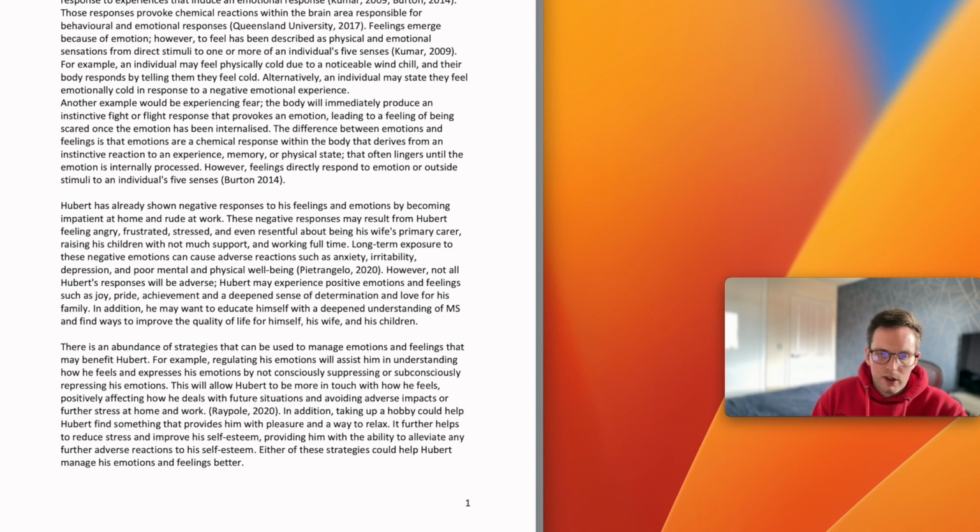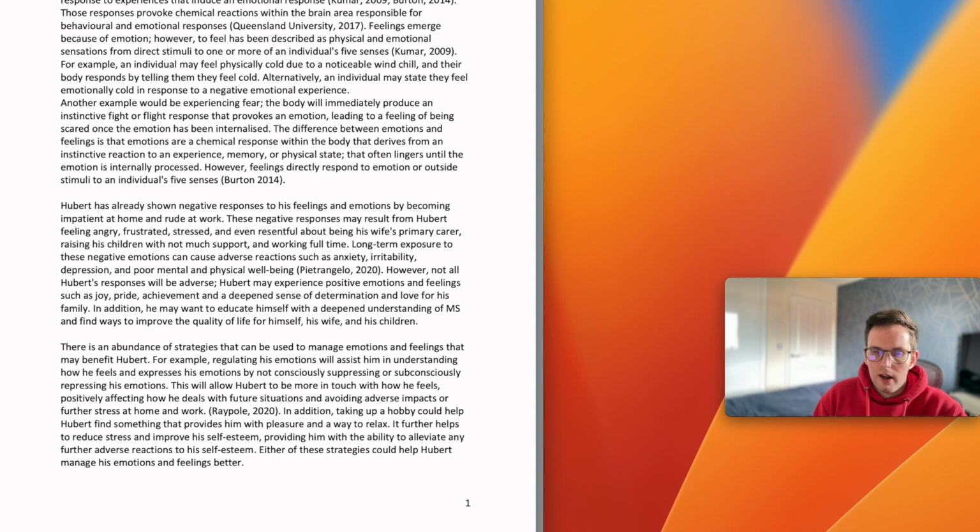There is an abundance of strategies that can be used to manage emotions and feelings that may benefit Hubert. For example, regulating his emotions will assist him in understanding how he feels and expresses his emotions by not consciously suppressing or subconsciously repressing them. This will allow Hubert to be more in touch with how he feels, positively affecting how he deals with future situations and avoiding adverse impacts or future stress at home and work.